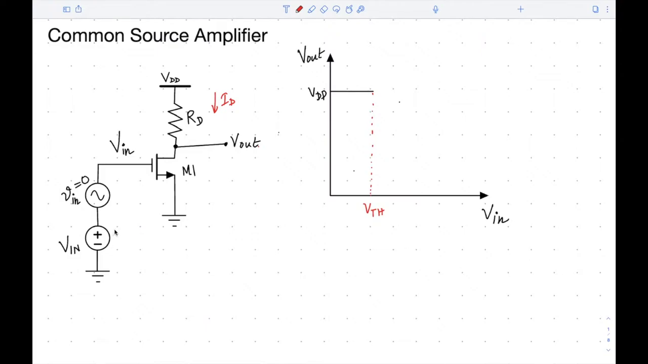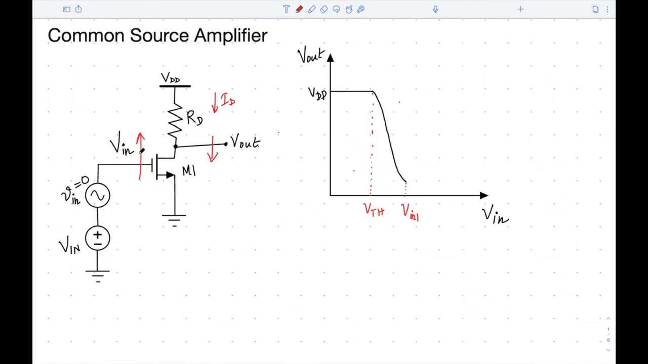As soon as Vin is higher than the threshold voltage, M1 will slowly start going into the saturation region. This is the saturation region, and it will be in saturation till a point Vin1. So what is this Vin1? Vin1 is the point where my input voltage has increased, and because of which ID will increase. As ID starts increasing, the voltage drop across RD becomes higher and Vout starts falling down. So we can see here, I'm increasing Vin and Vout is falling down.